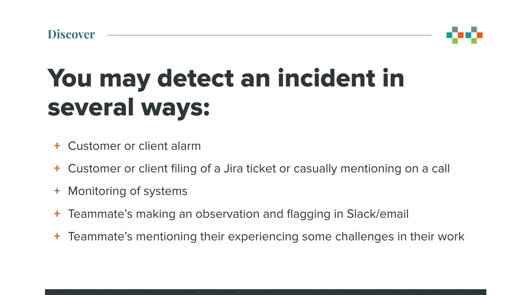A teammate may make an observation or flag something over Slack or email. And that's a helpful way of learning about an incident, is to have your own teammate let you know of it so you can take action. Or a teammate may mention that they're experiencing some challenges in their work. Oftentimes as a project manager, I'm in the position where I'm asking questions to learn more about the challenges that a teammate is encountering. And sometimes it's a way of detecting if there's an incident.